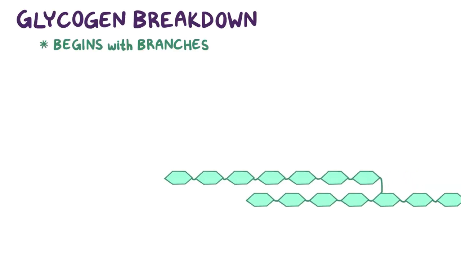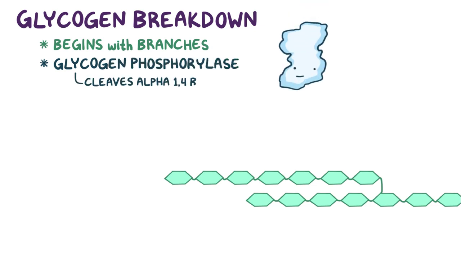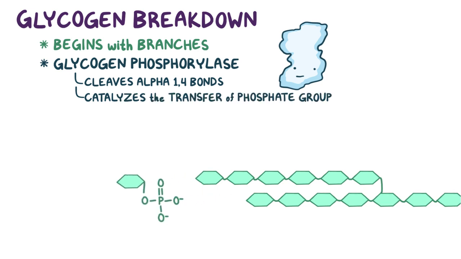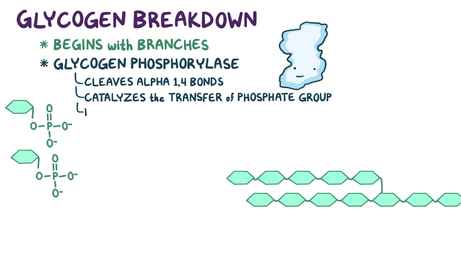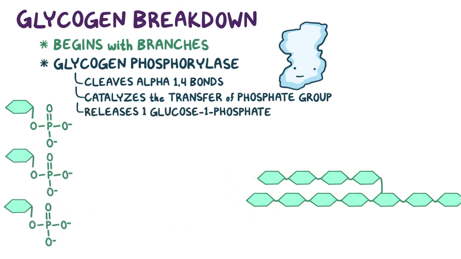In both the liver and skeletal muscle cells, glycogen breakdown starts with the branches. First, an enzyme called glycogen phosphorylase cleaves the alpha-1,4 bonds between individual glucose residues and catalyzes the transfer of a phosphate group to the freed glucose. The result is that the enzyme releases one glucose 1-phosphate molecule at a time. It keeps on doing this until exactly 4 glucose molecules remain on the branch.